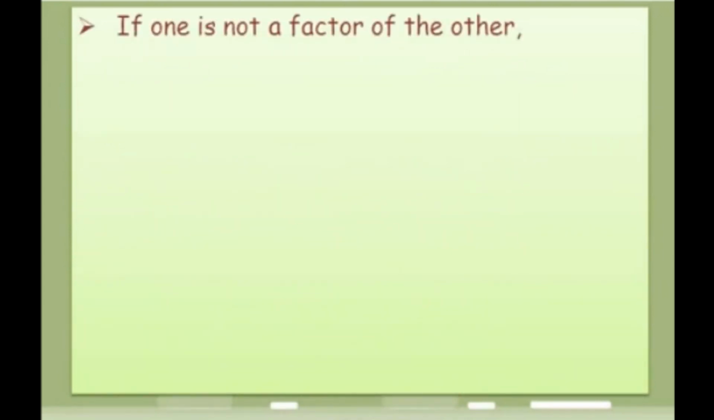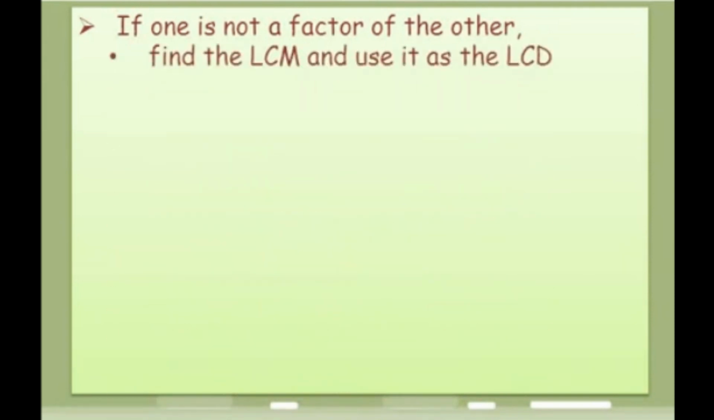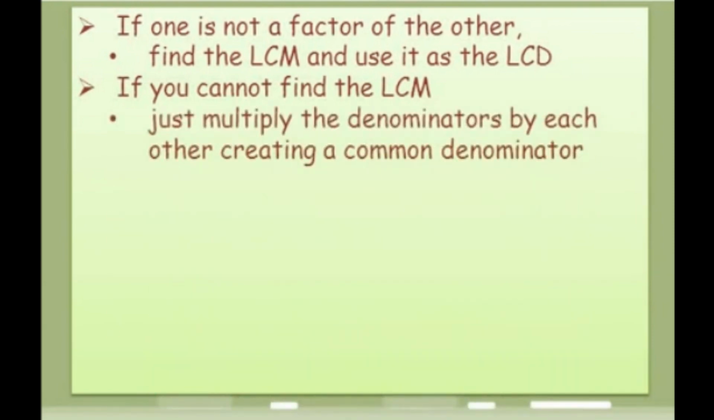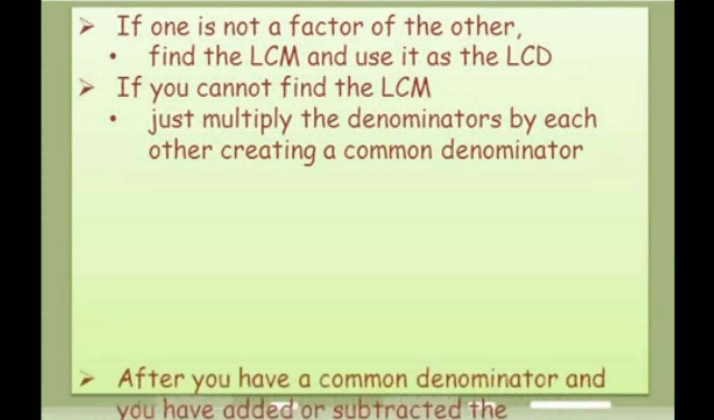If one denominator is not a factor of the other, then you are going to have to find the least common multiple and use it as your least common denominator. If you're unable to find the least common multiple, it's okay. You can simply multiply the denominators by each other, creating a common denominator. Now this number will be a lot larger and it may be a little more difficult to work with, but it will still work. So if you can't find the LCM, simply multiply the denominators.